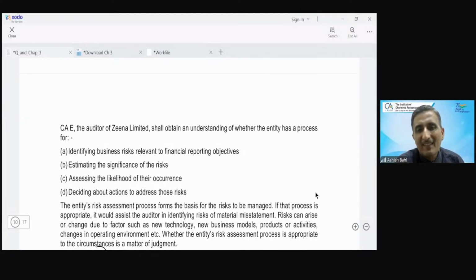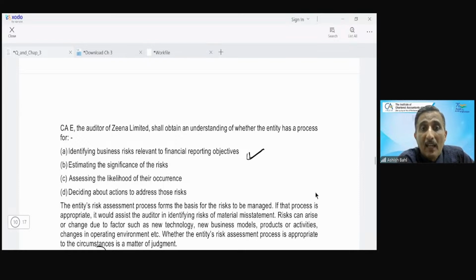So the following steps shall be considered by the auditor while understanding that the entity has a process of risk assessment. So it is so simple. First of all, he would identify business risks which are relevant to financial reporting objectives, that is, whether the entity considers business risks. If there are business risks, there is a risk assessment process. Such business risks would be documented.